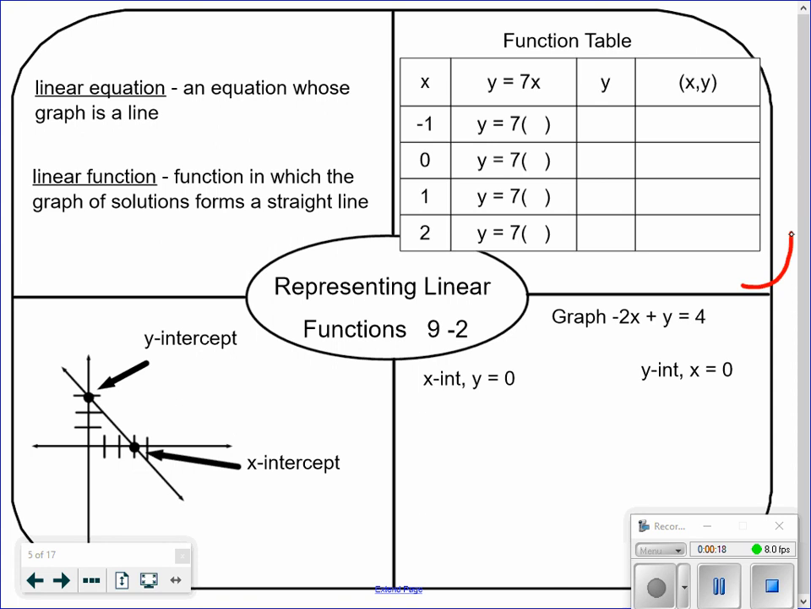They give us a function table where they're giving us the x values right here. If you can see, these right here are your x values, and they just chose those numbers. They chose -1, 0, 1, and 2. And you could choose as big a number as you want or as small a number as you want.